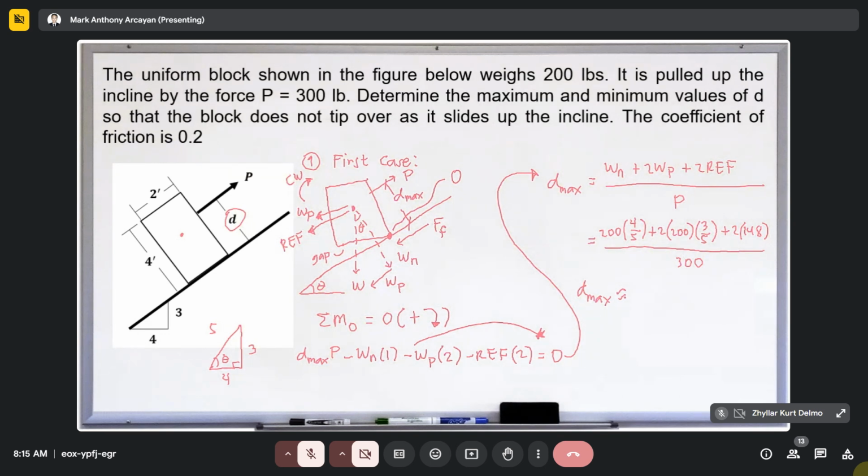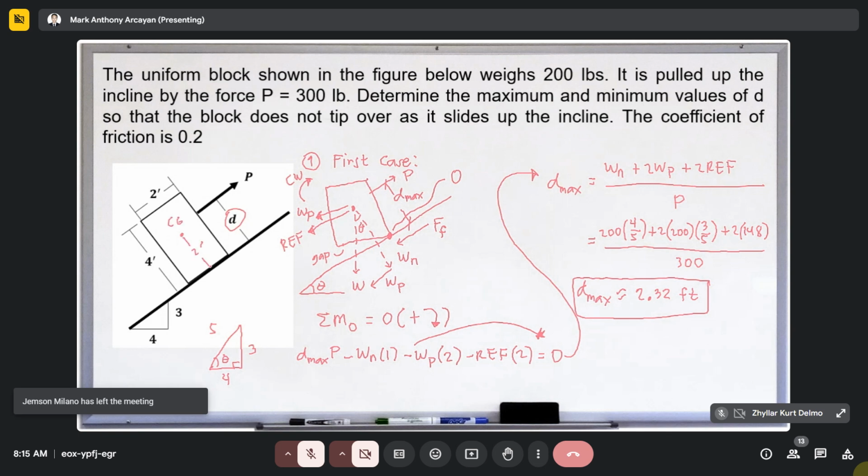We have 200 times 4/5 and plus 2 times 200 times 3/5 plus 2 times 148 divided by 300. So the maximum distance is 2.32, which is slightly higher, no? 2.32 feet, slightly higher than the location of the center of gravity, because the location of the center of gravity is 2 feet.